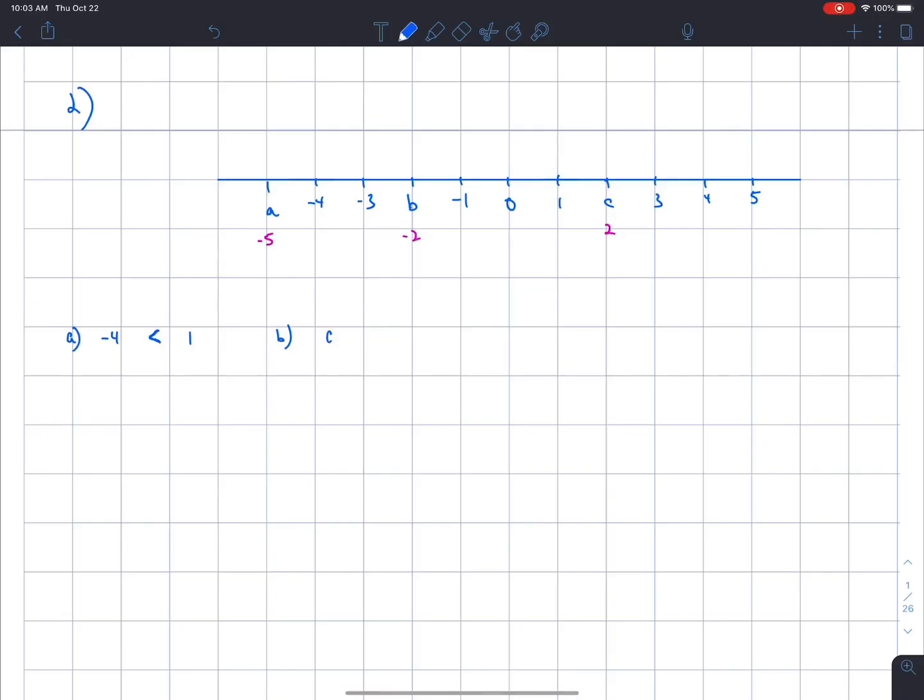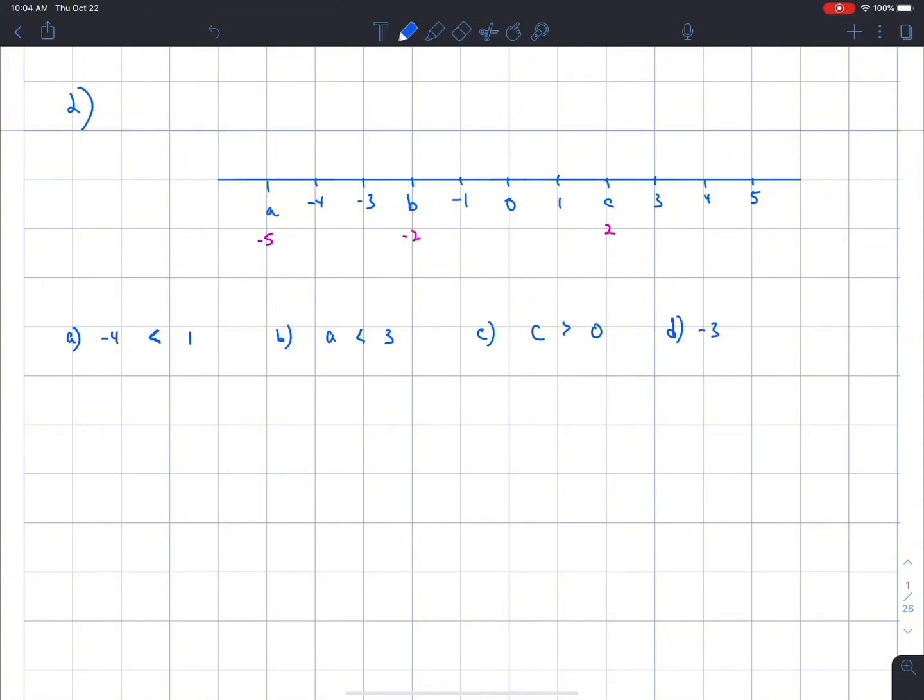B, A is something 3. Well, A is here, and 3 is here, because A again is on the left-hand side of 3 on the number line, so it's going to be smaller. C, C is something 0. C is on the right-hand side of 0, so C is going to be bigger than 0.